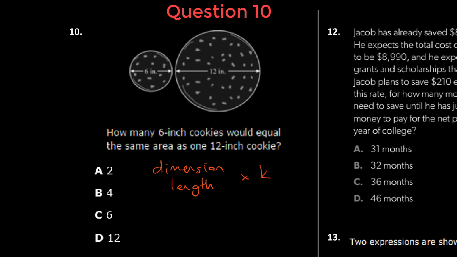So in that case, the area is going to be multiplied by the square of the scale factor. So we multiply it by 2 squared, which is 4. So we'll have 4 of these small areas in the big one.